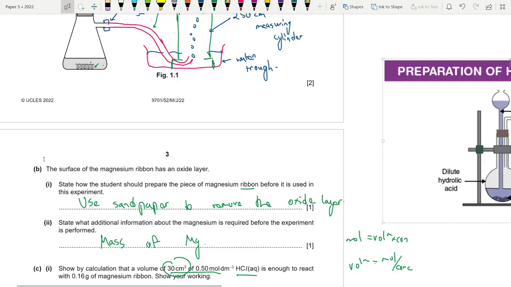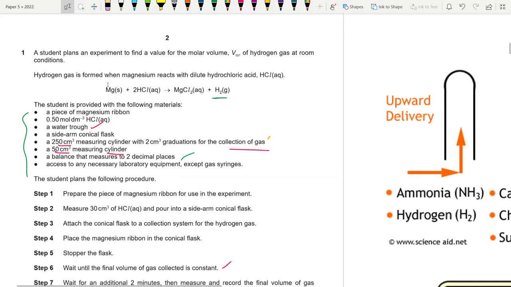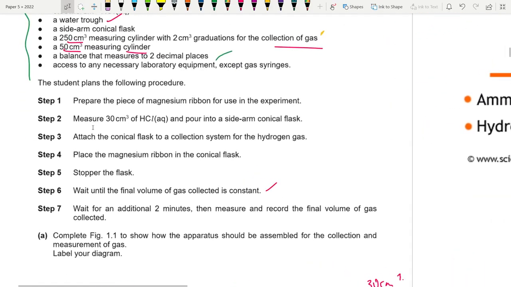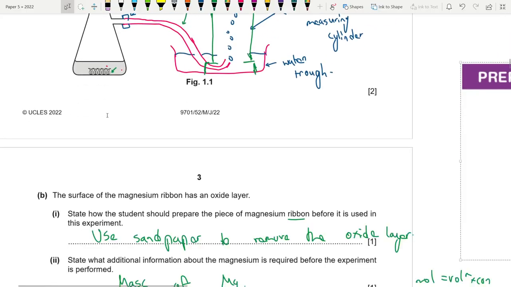State what additional information about the magnesium is required before the experiment is performed. Okay, so obviously we need the mass of magnesium because without that, we can't actually perform the molar calculation. Using moles equals mass by Ar, we can find out the moles of magnesium, and then using the molar ratio, we can find out the volume of the gas, right? We can match things basically. That information is not placed here, but that's why the balance was given. We need that balance to measure the mass of magnesium, okay?